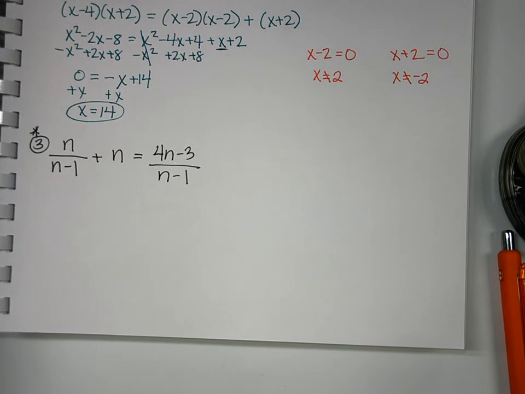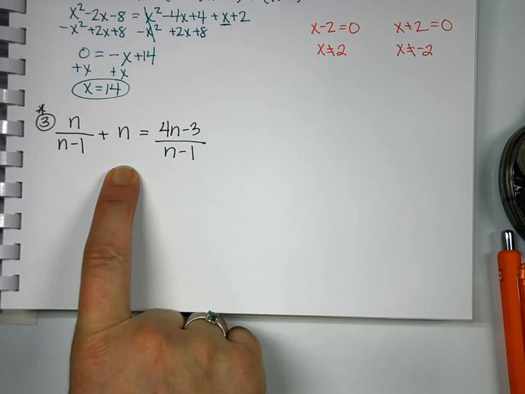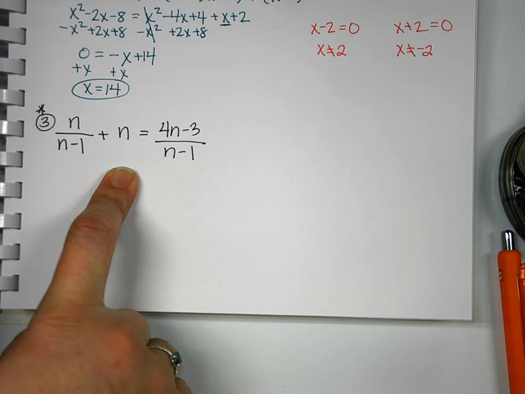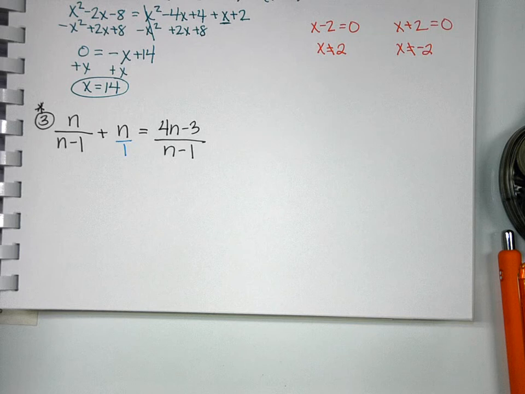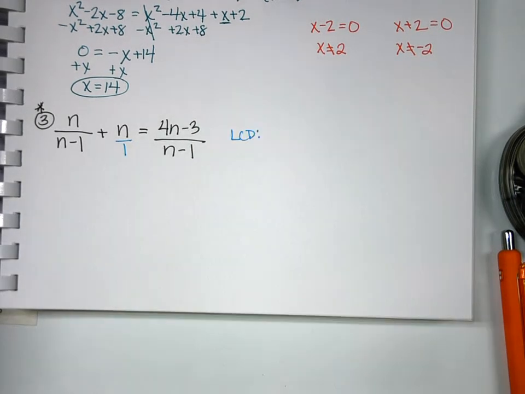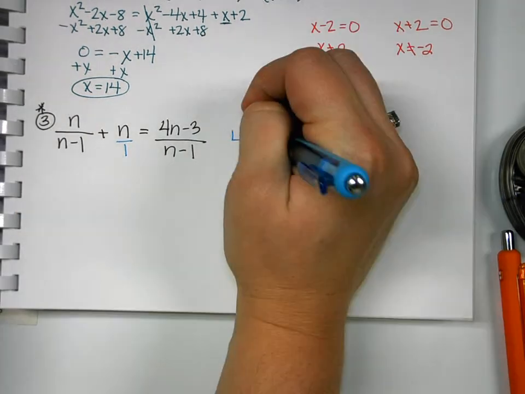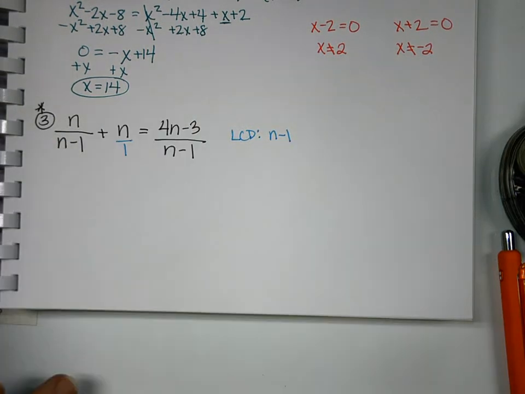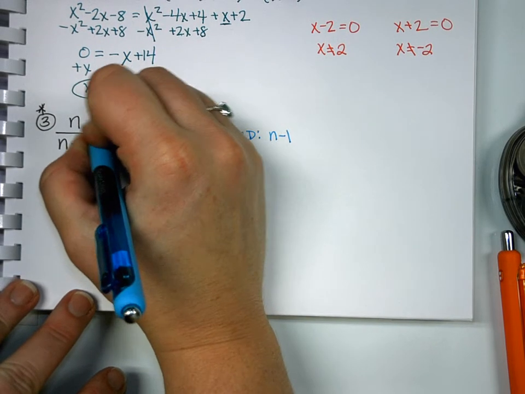So when we look at this, we do have two fractions, but we have a number that doesn't have a denominator. Or what we would say is that it has a denominator of 1. So if I put a 1 underneath here, I can then say, what is my LCD? So looking at the denominators, my LCD is n minus 1. So then I can go through my process of multiplying each term by n minus 1.